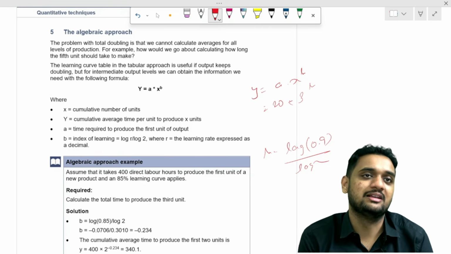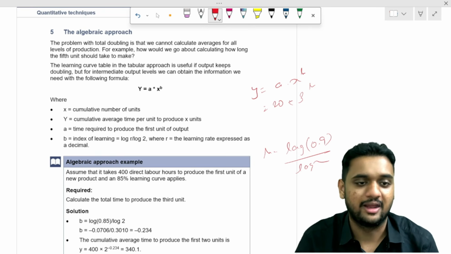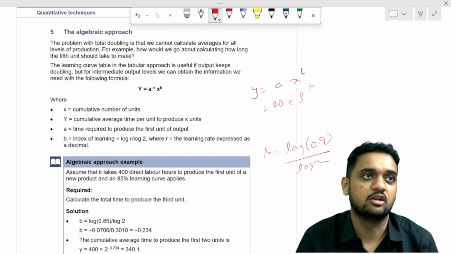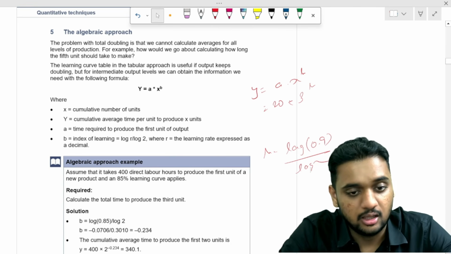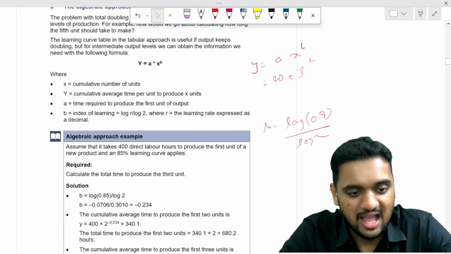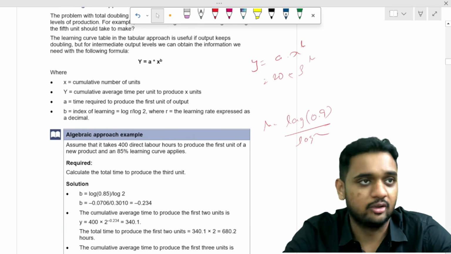Nothing to calculate. In the exam they will give it. If they don't give it, take your Excel, go to Excel: is equal to log bracket 0.85 divided by log 2, and you will get the answer. Understood? Nothing more. I will just tell you the B value. You try to find out the answer.